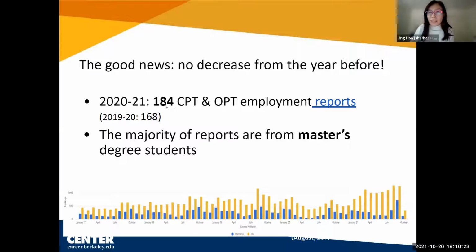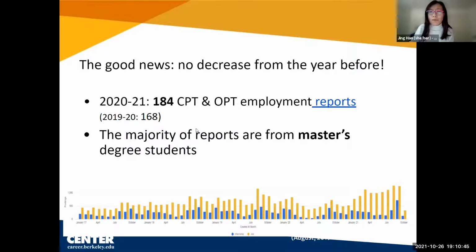This is the data we got from the top 5 programs of CED. We didn't calculate in some of the small programs, which have a single-digit number of international students. But this number is bigger than the one from the year before. So this is very encouraging to know.